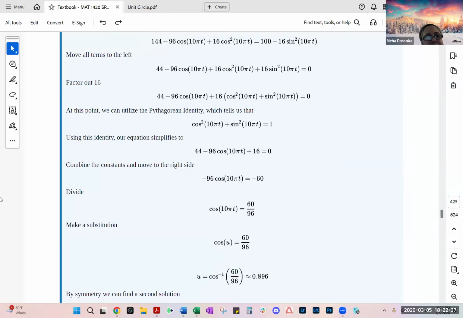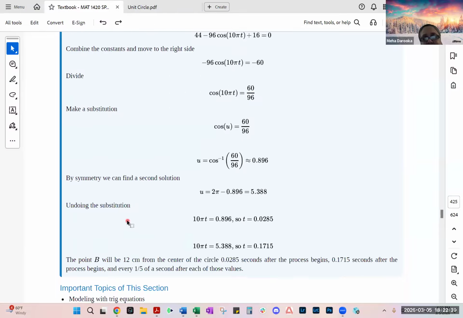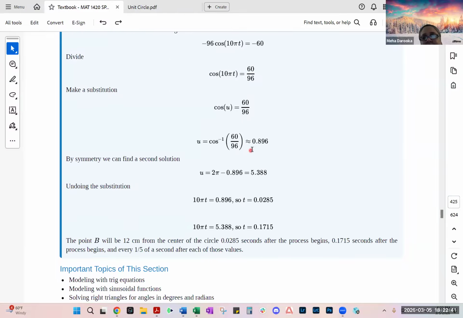And then, of course, we'll undo that substitution to figure out the value of t. So once you have 0.896, they're saying you can again use symmetry to find the second solution, because within one revolution, we know cosine has two different values. So you can use the symmetry to find that second angle value for u. Once you have the two answers, guys, this is where we undo the substitution.